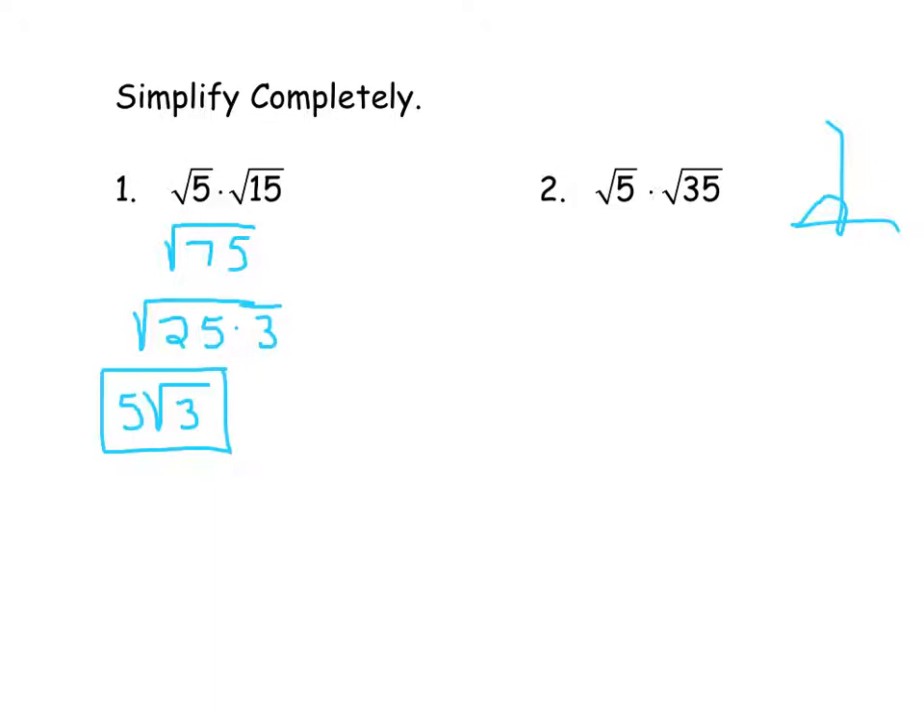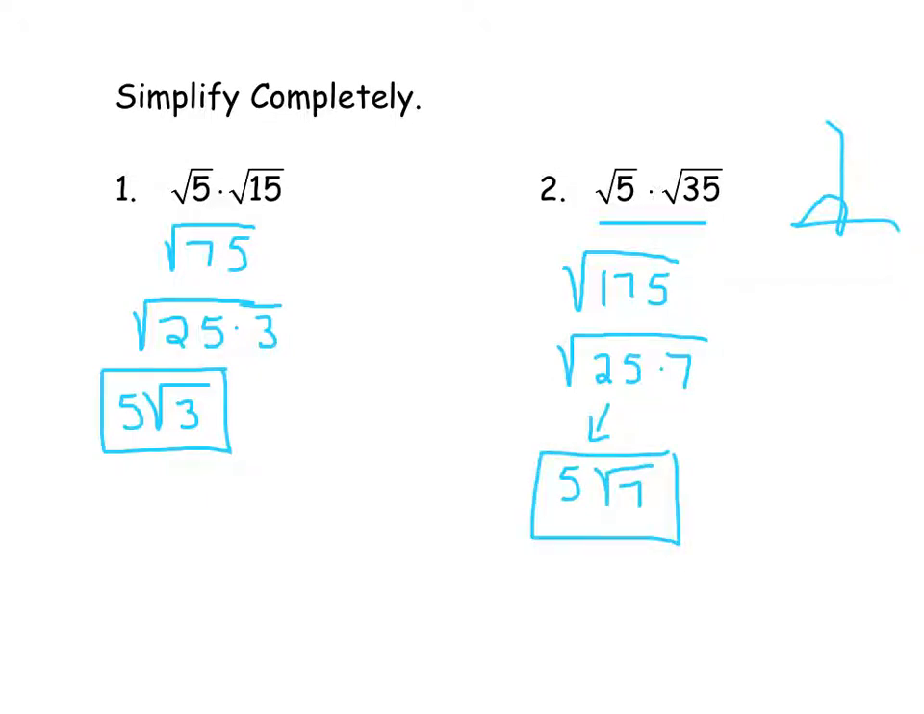Okay, on my next one, I've got radical 5 times radical 35. So I'm going to multiply that together, and I know that 5 times 35 is 175. Now to simplify that, again, I'm looking for the largest perfect square that is a factor of 175. And I know that 25 times 7 gives me 175. Then that means that I have to take the square root of 25, and the square root of 25 is 5. And I can't take the square root of 7, so I leave it there. So my answer is 5 radical 7.